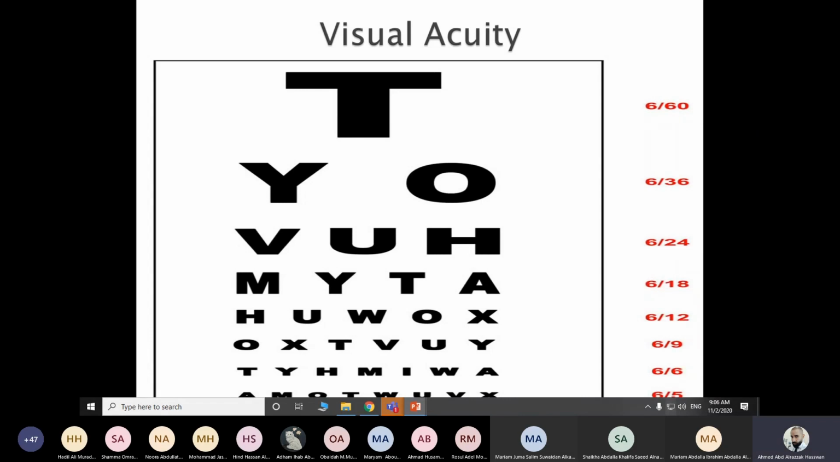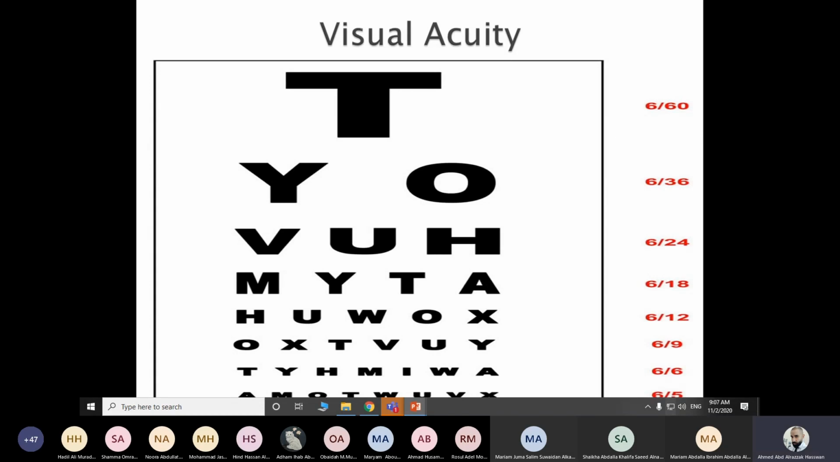Okay, 6 is the distance where the patient is standing from. Okay, good. Do you agree, guys, with your colleague? And Ahmed, how about the other one? What about the 60? So what is 6/60 here? So what is the second number? Okay, good. Thank you, Ahmed. So can you guys understand what your colleague said?